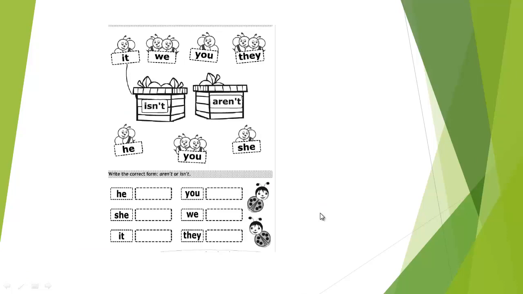I'm sorry. And then start making a line. What are you going to do? You're going to take the flashcard with the pronoun and make a line to the correct basket with the negative form of the verb. So in the case of the pronoun it, the basket has a line is isn't because it's the correct form of the verb. And you have to do the same with we, with you, with they, with she, with you, and he. After you do that, you're going in the second part of the activity guide to write the correct form, aren't or isn't, in front of the pronoun.